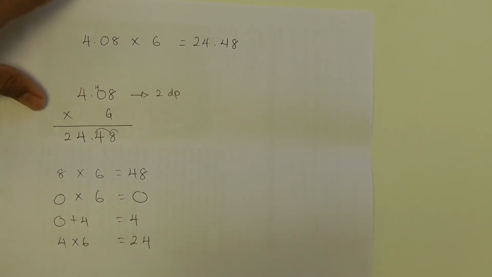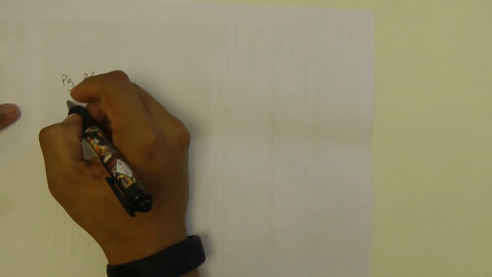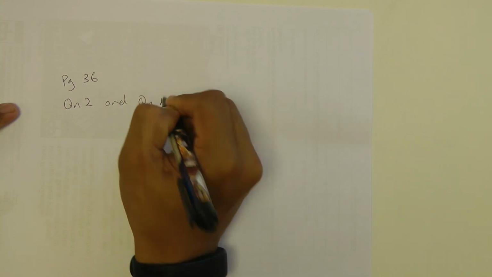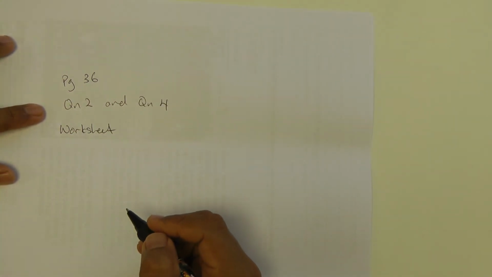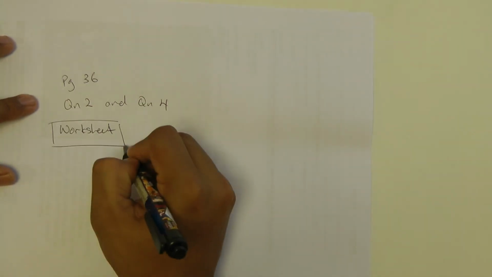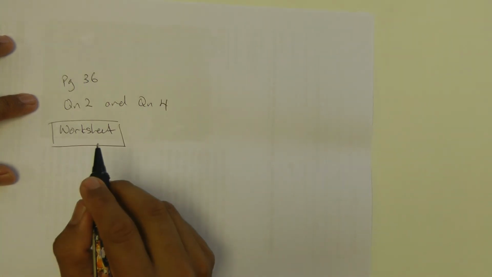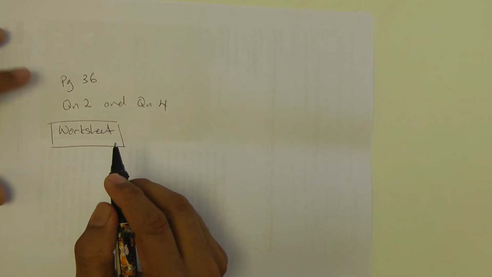Let's practice in your textbook. You can turn to your textbook, page 36, and you can try question 2 and question 4 by yourself. Or you can head on to the worksheet. Click on the worksheet on the website and try it yourself. Remember to check your answers every time you do one question. Alright? You can also use a calculator to help you check the answers. Okay? So have fun and good luck.